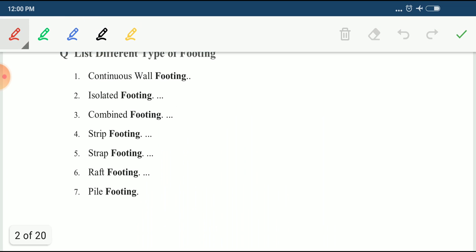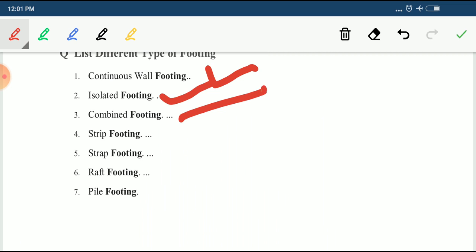I already got an idea. What do you mean continuous wall footing? Below the wall the footing is to be provided, that is called continuous wall footing. Isolated means for single column the footing is to be provided, that is called isolated footing. Okay, in isolated footing are different types: slope footing, step footing. Okay, and combined footing, if two columns are very near to each other, we go for combined footing.